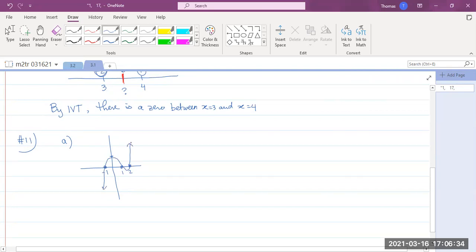Okay, so what can we say about this? Well, the zeros are the x-intercepts, as we can see here: -1, 0, 1, 0, 2, 0. Okay, so the zeros are x equals -1, x equals 1, x equals 2.